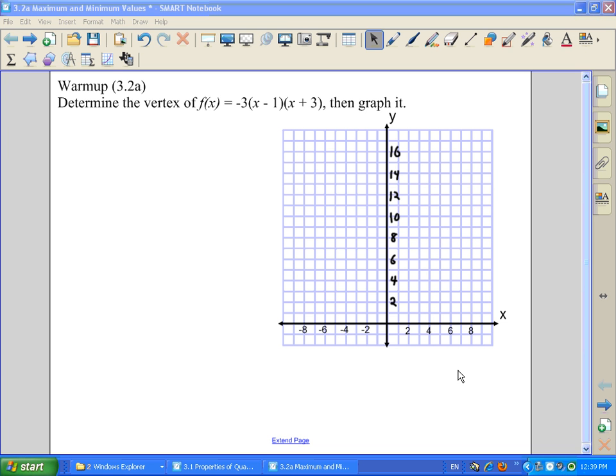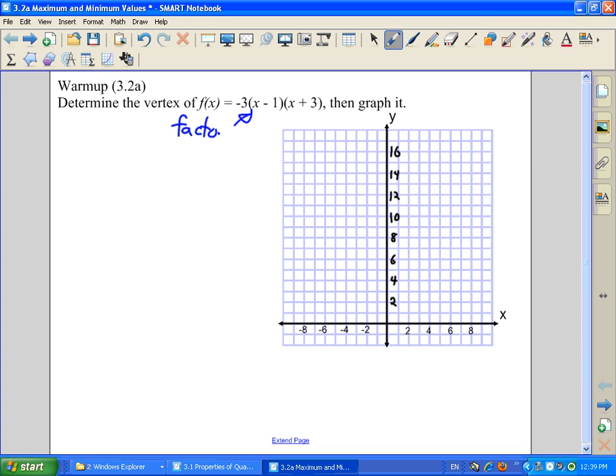So from our warm-up it says determine the vertex of f at x equals -3 bracket x minus 1 bracket x plus 3. Now first of all, what do we need to remember? What form is this in, folks? This is in factored form. And what do we know from factored form? We already know that our x-intercepts are the opposite of what you see in your bracket, 1 and -3.